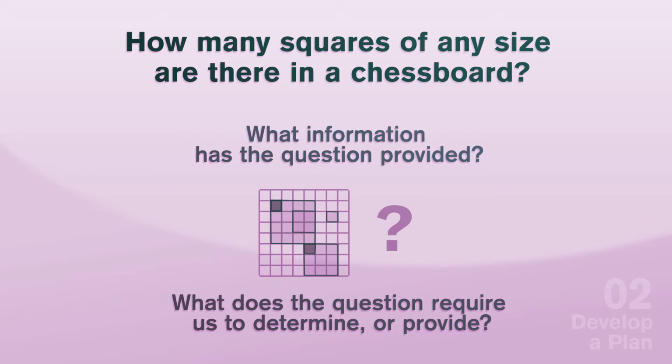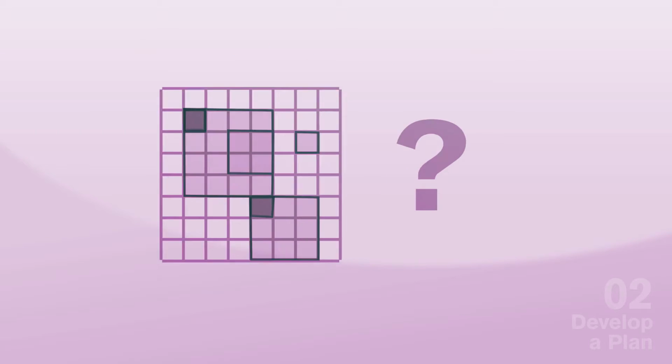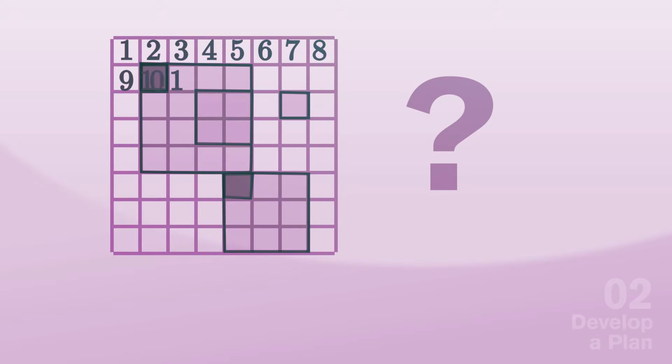The third part is the harder part. How do we get from one to the other? That is what the plan involves, figuring out how to get from what has been provided to what we've been asked to determine. We could try and use a systematic counting system like this, but is that the best way?